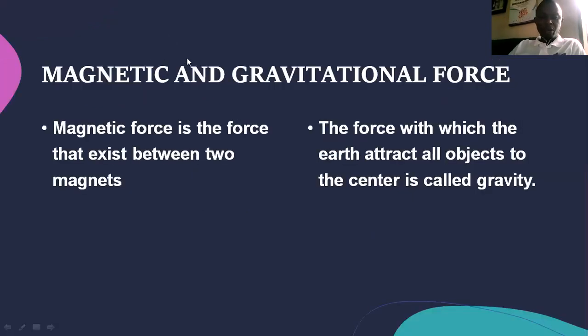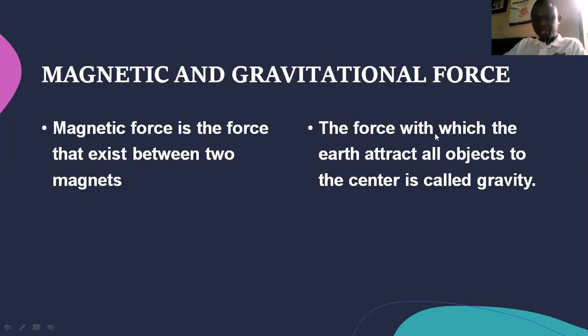Now we talked about contact and non-contact force before. Now we want to consider these two non-contact forces, called magnetic and gravitational force. They are both non-contact forces. But what is the difference between them? So if anybody asks you what is a magnetic force, you say it's a force that exists between two magnets. What is magnetic force? Force that exists between two magnets.